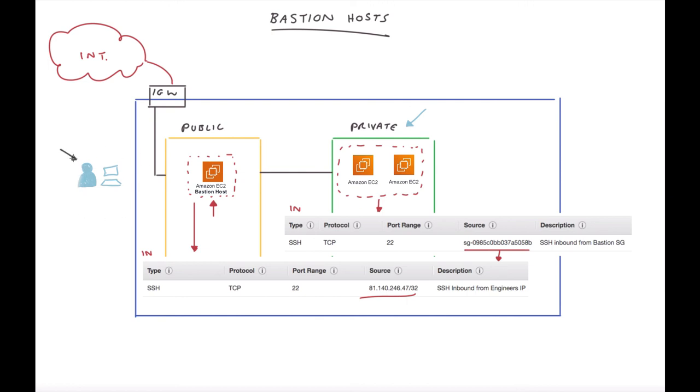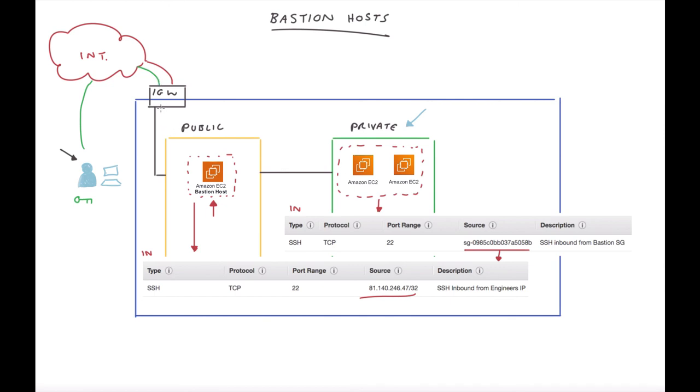So our engineer here will connect to our Bastion host. Now the engineer will be able to access the Bastion host using the private key. So let's just follow this process through. The engineer will SSH to our Bastion host, so it'll connect via the internet. The connection will then come through the internet gateway.